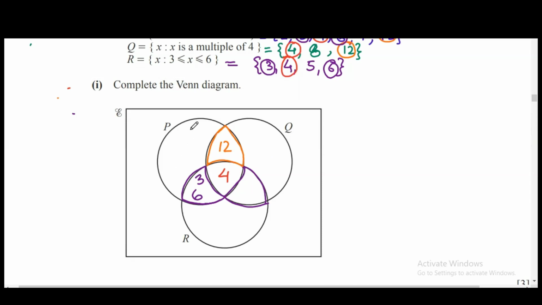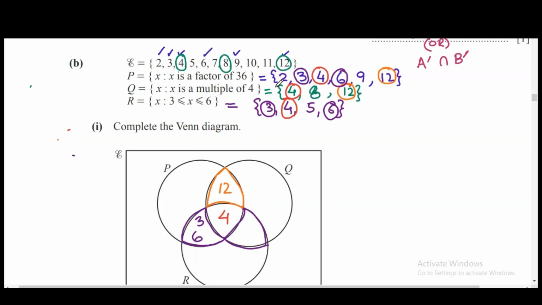Now, this region is all the elements in set P only. So 2 and 9 are the elements. This is the region for elements of set Q only. So only one element in Q, which is 8. This is the region for only R, which is 5. 5 is the element only in R. So only 5.